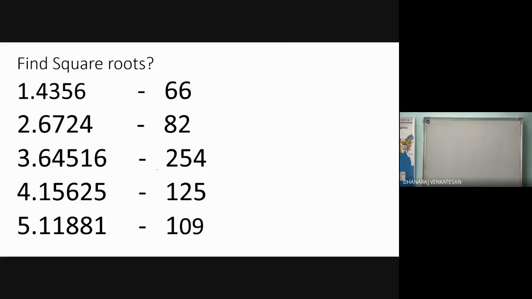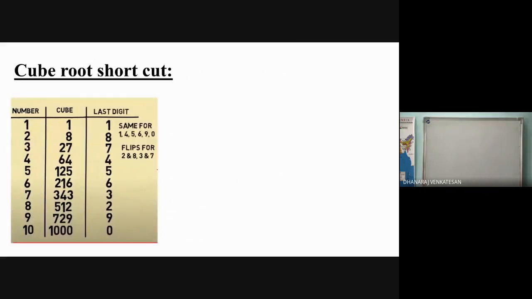These are the answers for the previous problems. You can check once. Okay. For cube root, it is simple. There is no need for memorizing two tables. It is a single table. You have to memorize that single table, that too up to 10. If you memorize, it is enough. All six-digit numbers you can solve easily.